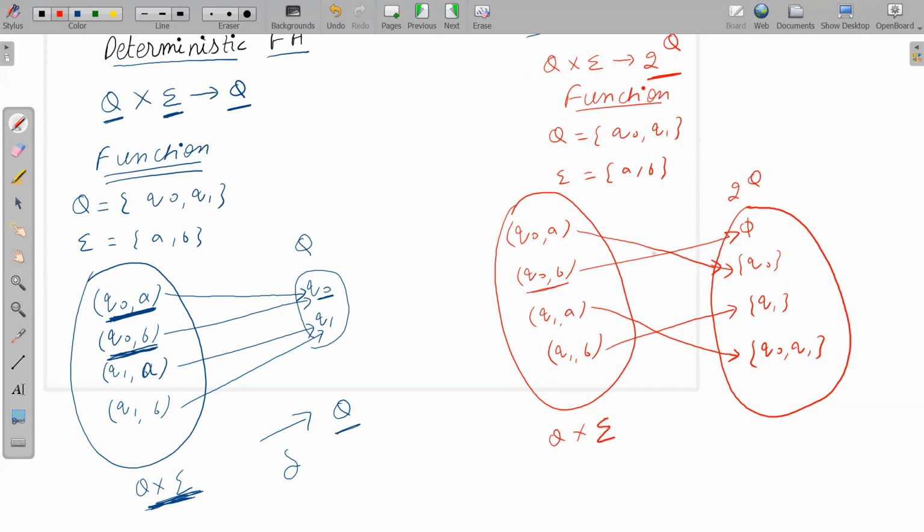So Q naught comma B to phi, what does this mean? This means that if the NFA is at state Q naught and symbol B is read, then it will go nowhere. This is known as dead configuration. Please remember that dead configuration is allowed in NFA but not in DFA.